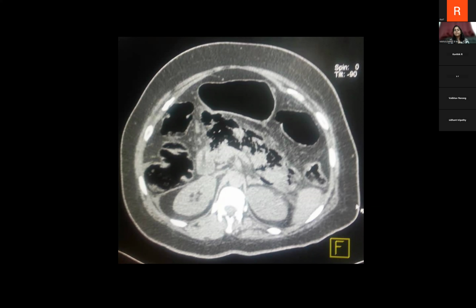This is emphysematous pancreatitis. Why? Because here in the region of the pancreas, we are seeing multiple air foci. So it is emphysematous pancreatitis. Someone has answered the question.